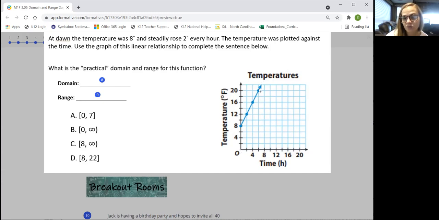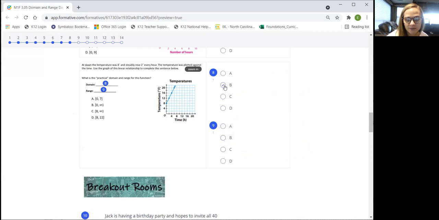And then on the right side of the graph, I have an arrow, so some sort of infinity, and it's pointing to the right, so that has to be positive infinity. So that one would be 0 to infinity. Our range, remember, y values, is lowest to highest. So the lowest point is right here at 8 on the y-axis. And the arrow up here is pointing up, so it's going to go to positive infinity. So it should be 8 to positive infinity. So we have 0 to positive infinity and 8 to positive infinity.